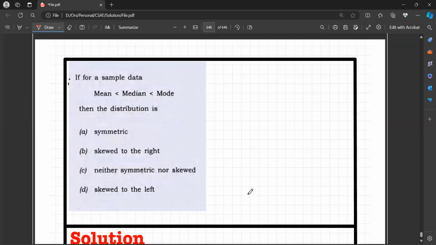Statistics. This is the last question. After this, we will complete the PYQ series. And let us complete this question first. Question number 1. If for a sample data mean, median, mode. This question is a factual question. Mean is less than median or less than mode.